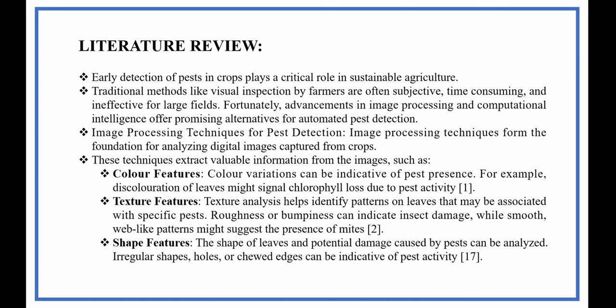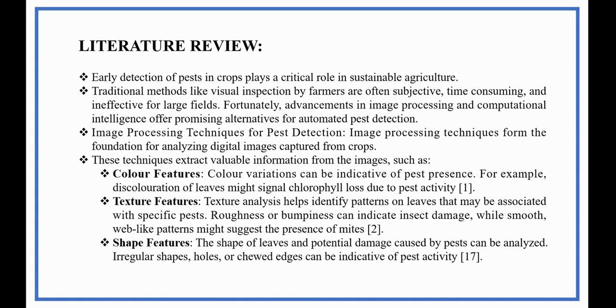Literature survey. Early detection of pests in crops plays a critical role in sustainable agriculture. Image processing is at the core of the project. We analyze the leaf image using various features such as color features, texture features, and shape features.